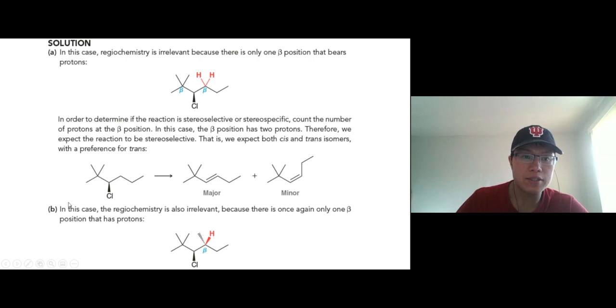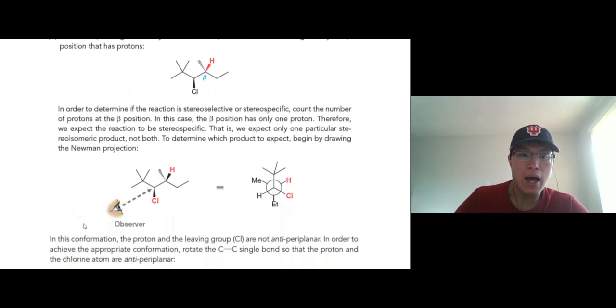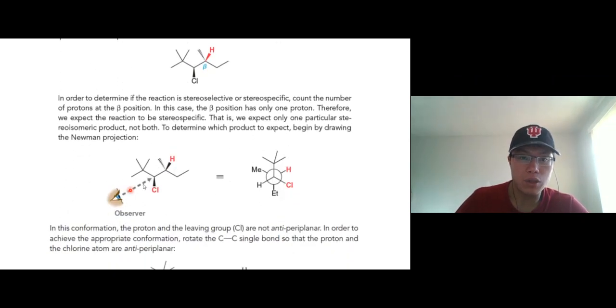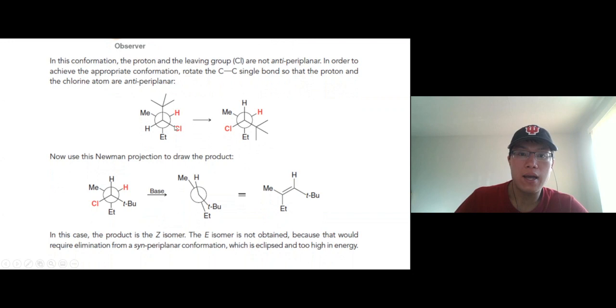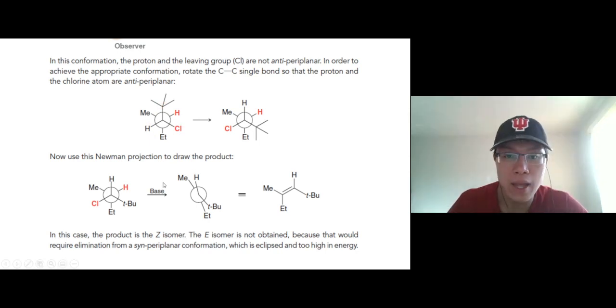Step A, step B. So this is all step B. Look through this. You should see that. And then you're going to rotate. So chlorine and hydrogen are syn right now, and then go to anti-periplanar. So rotate the chlorine front carbon. Chlorine moves there. Hydrogen moves to replace the tert-butyl. Tert-butyl replaces chlorine. From this conformation, you can do an E2 and you get this product there.